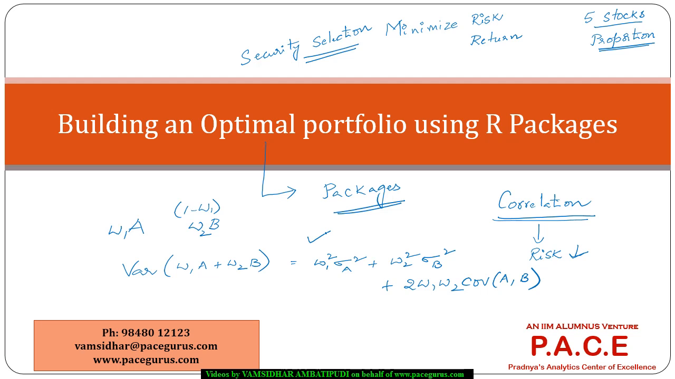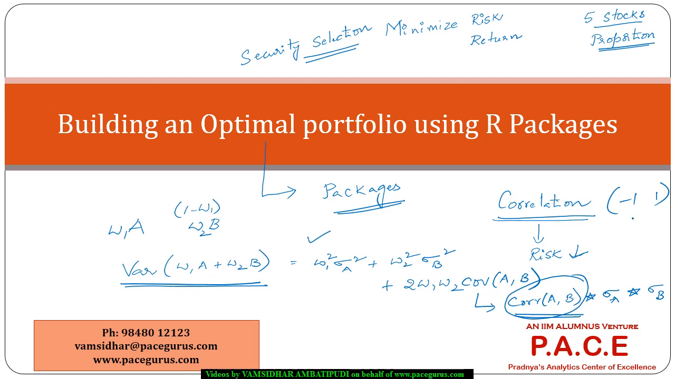The covariance in turn is based on correlation, because the covariance between A and B can be written as the correlation between A and B multiplied by the standard deviation of A multiplied by the standard deviation of B. So the higher the correlation, the higher the variance of the portfolio, and vice versa. The variance can be greatly reduced if the correlation is very negative. We know that the correlation lies between +1 and -1. If the correlation is very close to -1, I can greatly reduce the overall variance of the portfolio, and I can take it close to 0 as well.